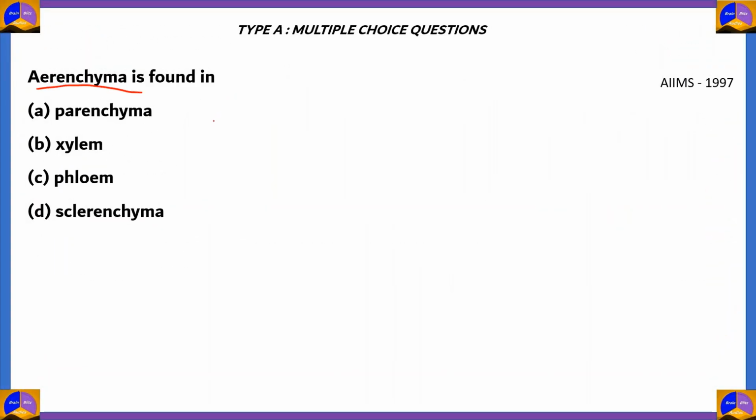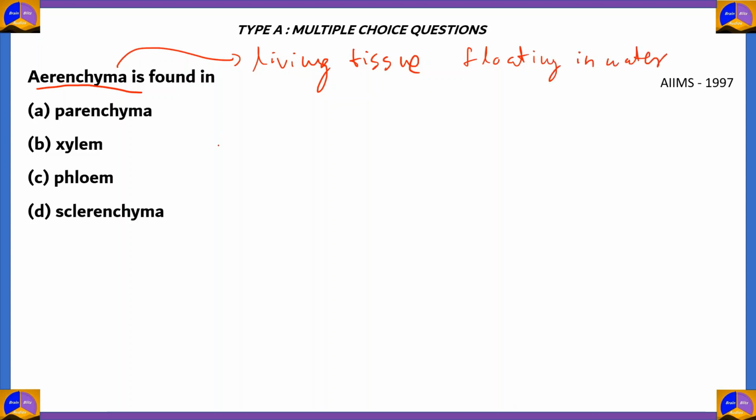The next question. Parenchyma is found in A. Parenchyma, B. Xylem, C. Phloem, and D. Sclerenchyma. Now, what is parenchyma? Parenchyma is living tissue floating in water. And by just a simple look into our four options, we can eliminate option D, sclerenchyma, as these are dead tissue.